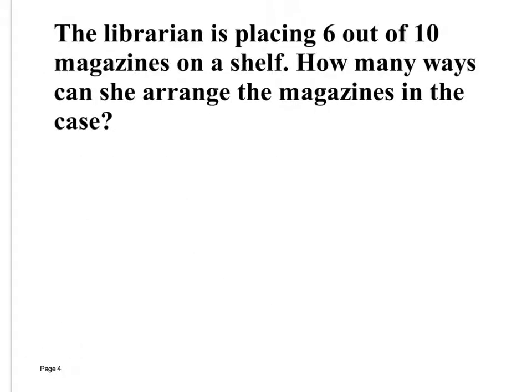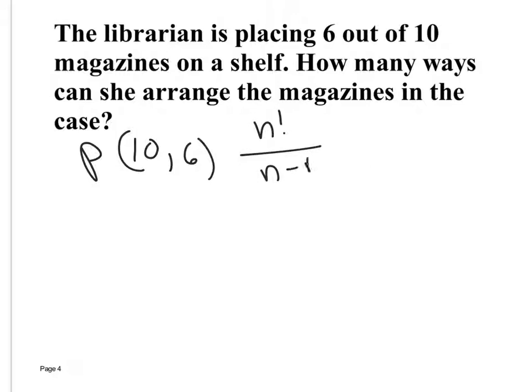So write this down. The librarian is placing 6 out of 10 magazines on a shelf. How many ways can she arrange the magazines in case? So it's a permutation, so order matters. Right? So I write P here. How many total objects can we pick from? 10. So that's my n. And how many objects are we taking? 6. So I'm going to write the formula for permutation. It's n factorial over n minus r factorial. n would be 10, r would be 6.